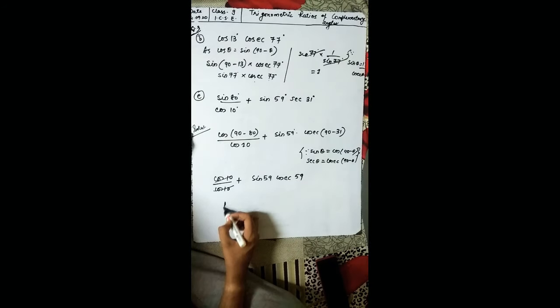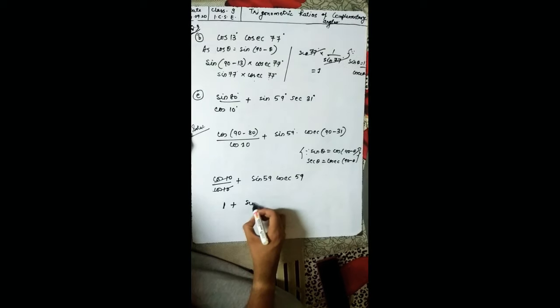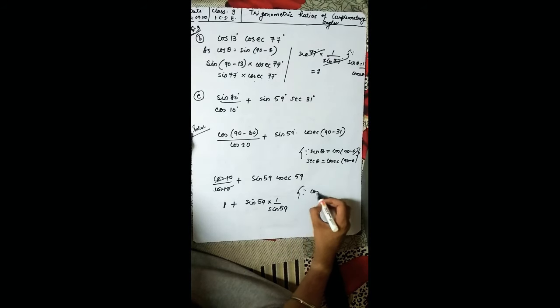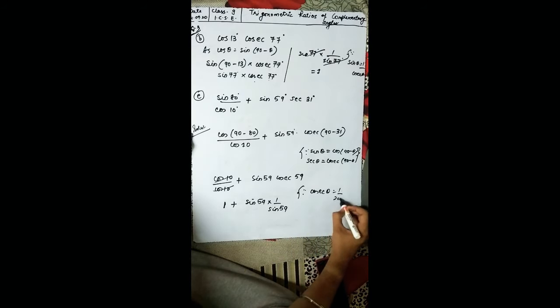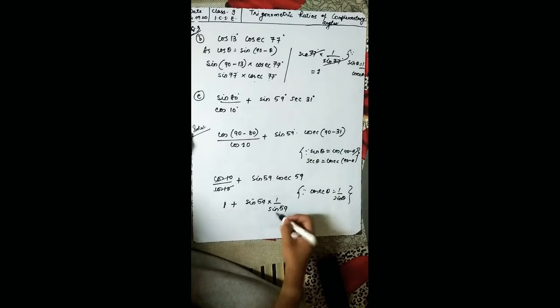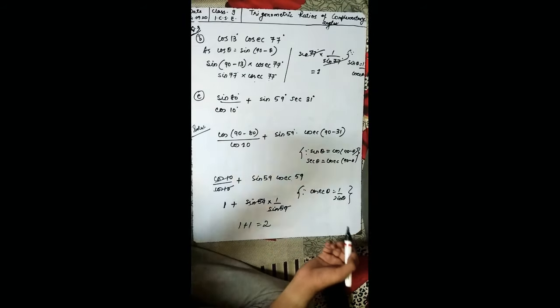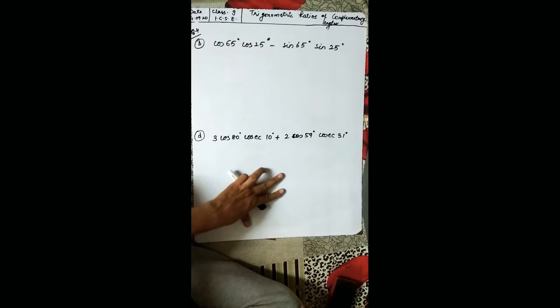Here you will get 1 plus, I think you can understand what will happen here. Yes, because cosec theta is 1 upon sine theta, hence we wrote like this, and these two cancelled. 1 plus 1, 2 is the final answer. Okay, coming to the 4th B question.